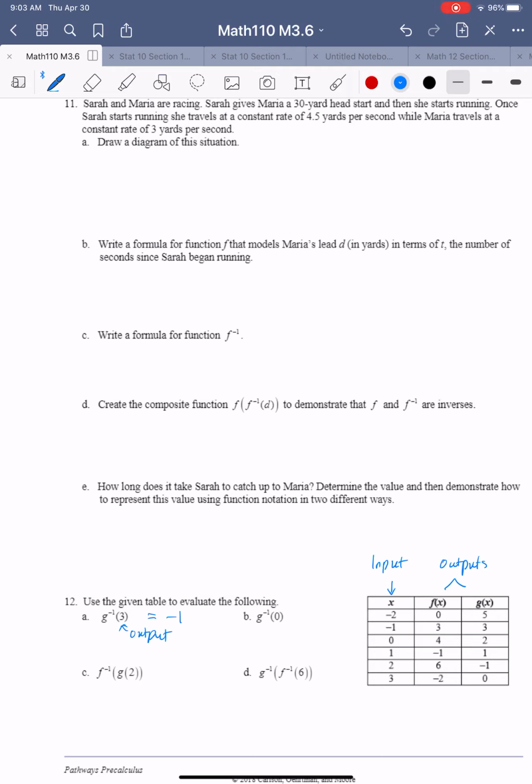In B, inverse, this is the output. So the output for G is the 0, right here. Input is 3. So it equals 3.